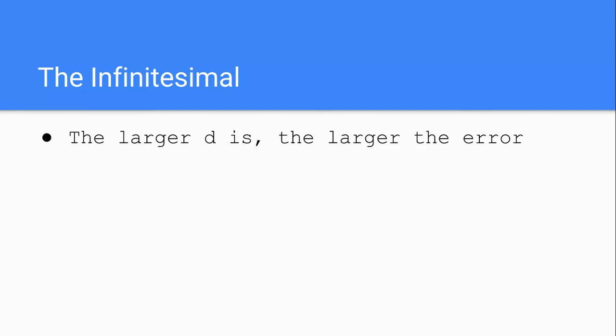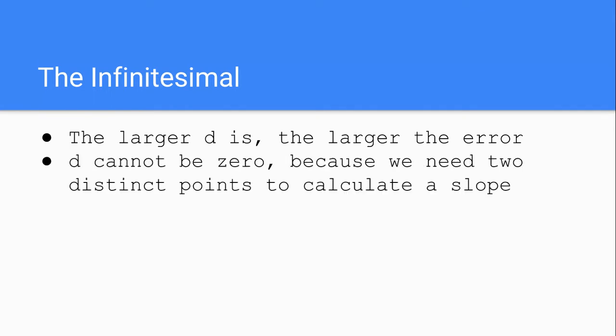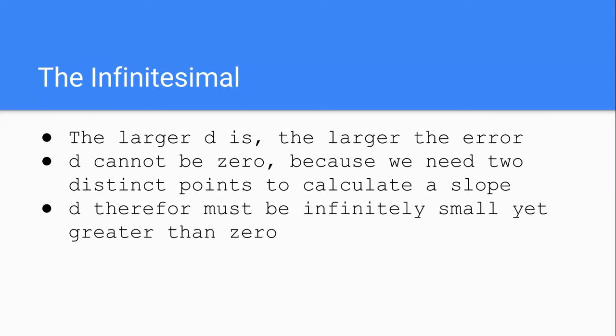And so we're going to look at the infinitesimals. We know the larger the distance is, the larger the error. So the greater space we have between x1 and x2, the larger the error. It's more inaccurate the larger d is. But d cannot be 0 because we need two distinct points to calculate the slope. So therefore d must be infinitely small, yet greater than 0.